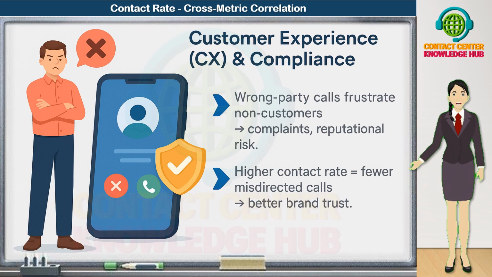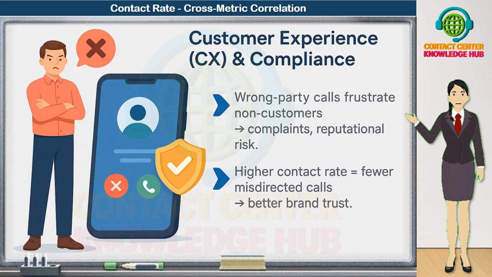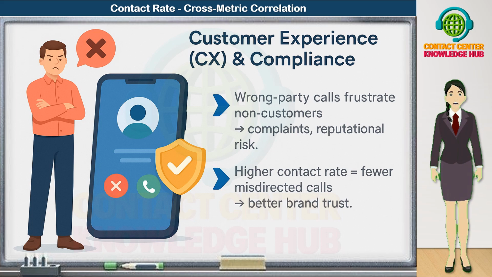Let's now explore how contact rate correlates with customer experience and compliance. Every outbound interaction leaves an impression, and when that impression goes wrong, it can damage both reputation and trust. Frequent wrong-party calls or repeated attempts to uninterested contacts cause customer frustration, complaints, and even regulatory scrutiny. However, when your contact rate is high, meaning most of your calls reach the right customers, your operation becomes more precise, respectful, and compliant. Fewer misdirected calls mean fewer grievances, higher customer satisfaction.